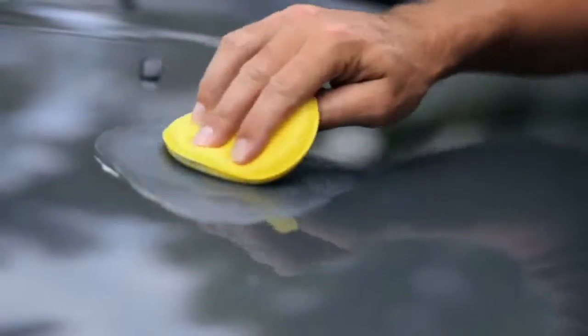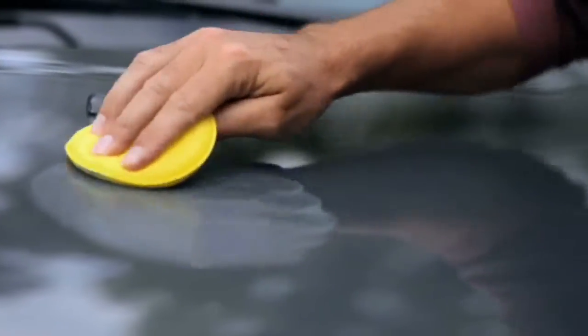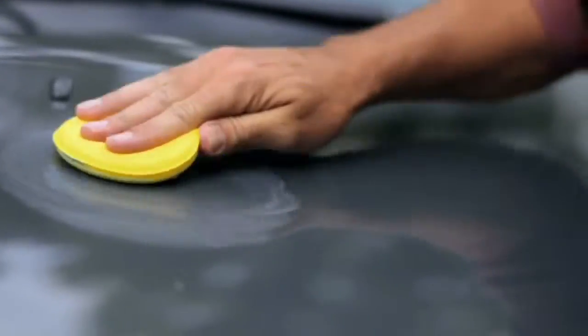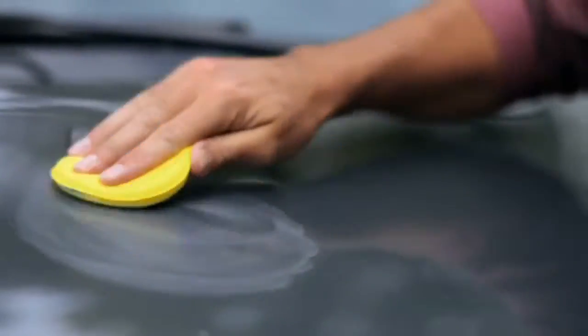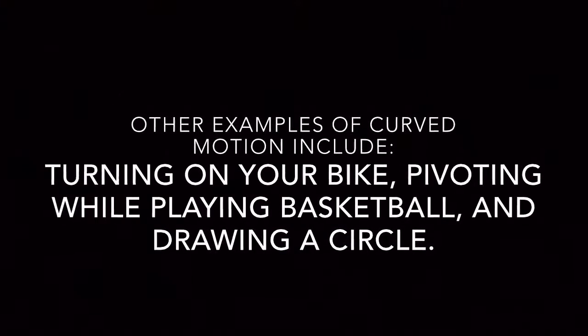Another example of curved motion is taking place right now as the man is applying wax to his car. You'll notice that his hand is moving in a circular pattern and also around a center point. On the screen you'll see some more examples of curved motion.